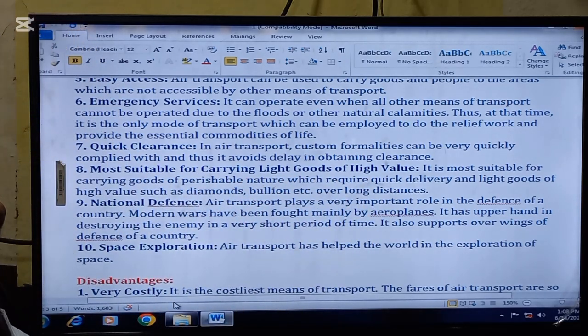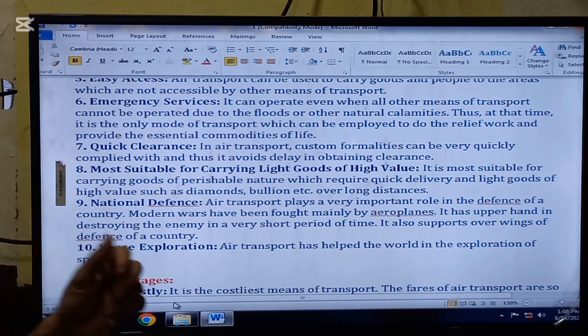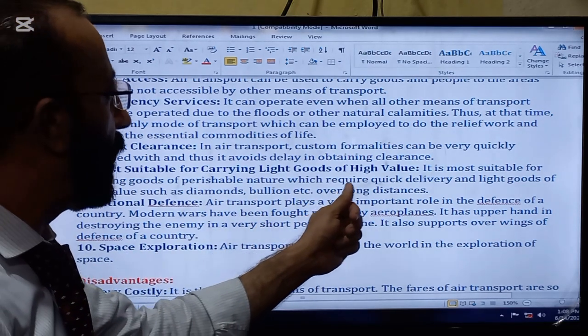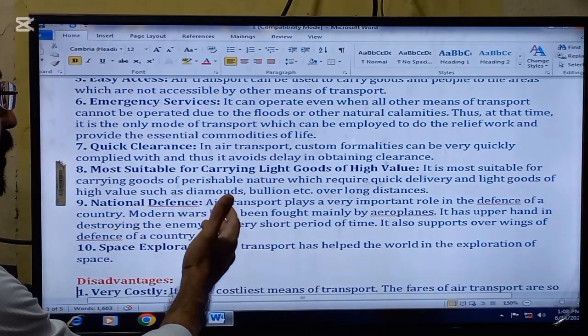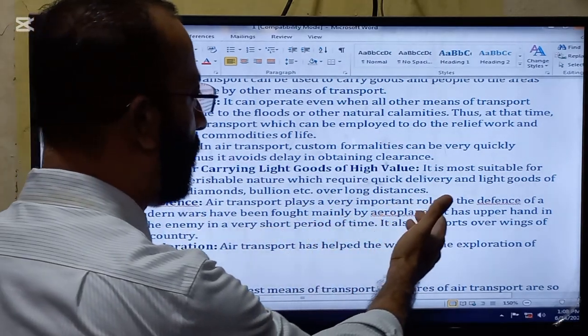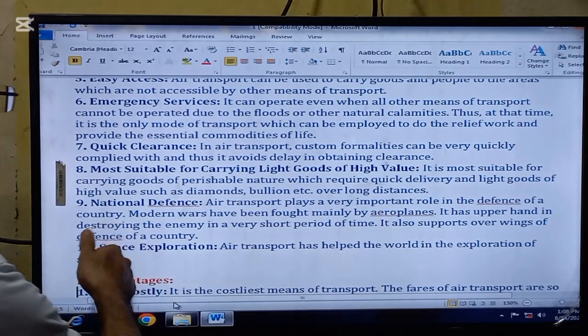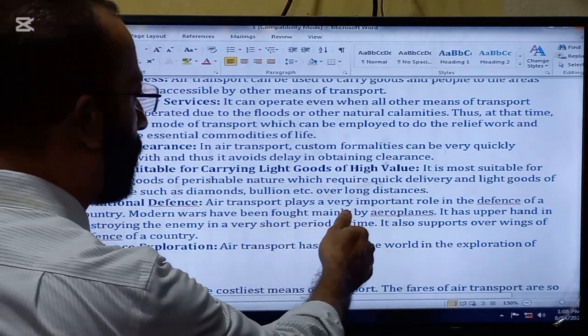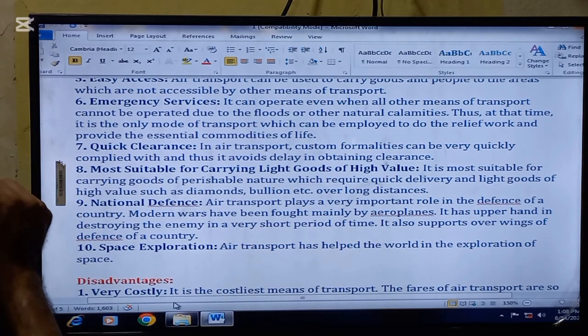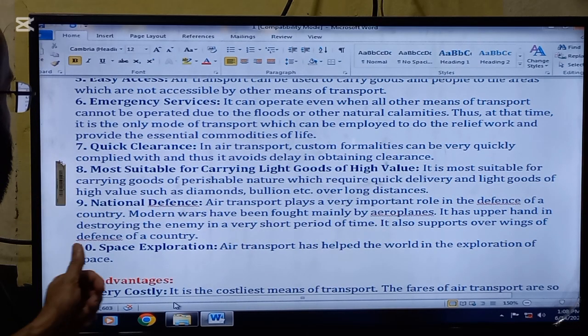Next advantage is most suitable for carrying light goods of high value. It is most suitable for carrying goods of perishable nature which require quick delivery and light goods of high value such as diamonds, bullion, etc. over long distances. Next advantage is national defense.